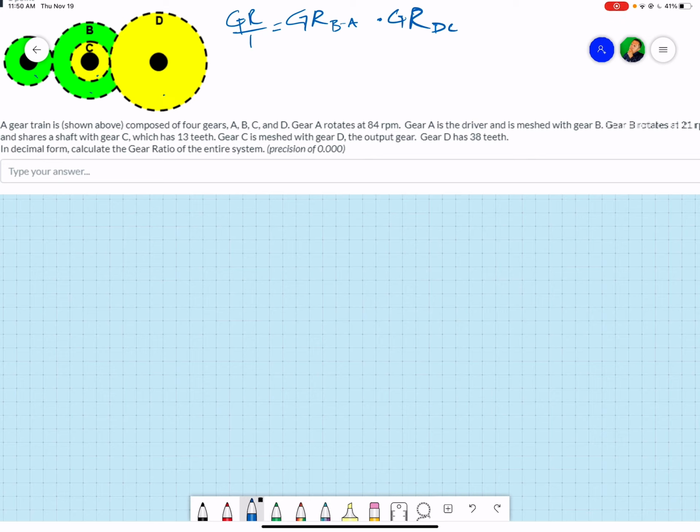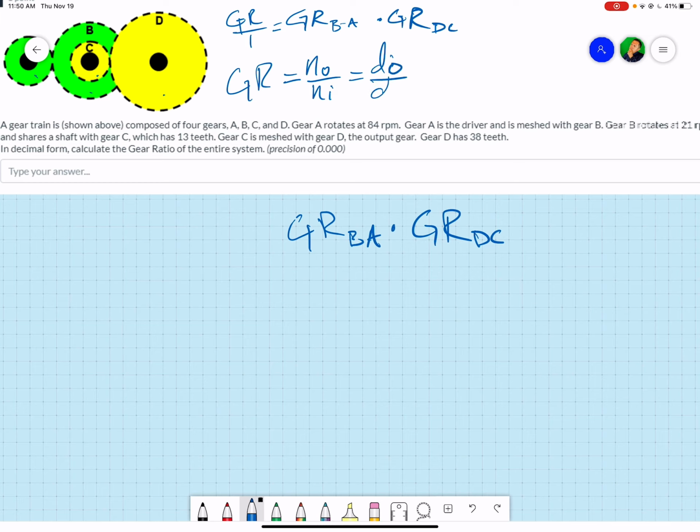All right, so let's get our numbers. The idea is we're going to have to multiply gear ratios, so it'll be the gear ratio of B to A multiplied by the gear ratio of D to C. Okay, we also have our equation. Gear ratio in general, for a simple gear ratio, is equal to the number of teeth output over the number of teeth input, the diameter output over the diameter input, the torque output over the torque input, and the only one that's flipped is the angular speed or RPMs, whatever you want to call it. That'll be the input over the output.